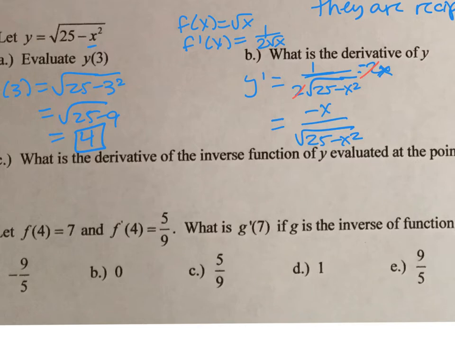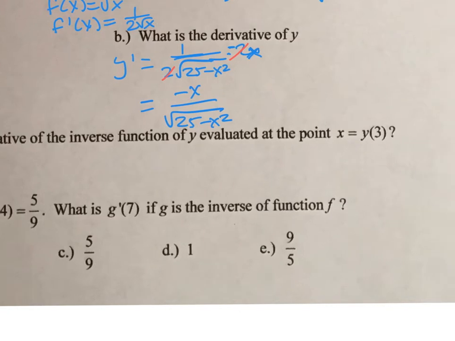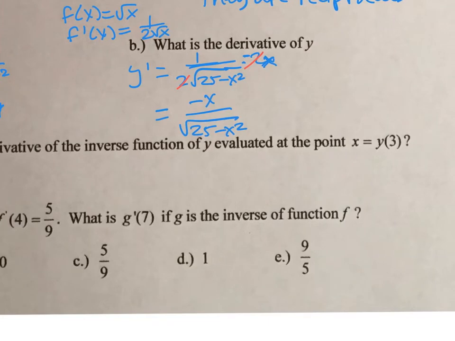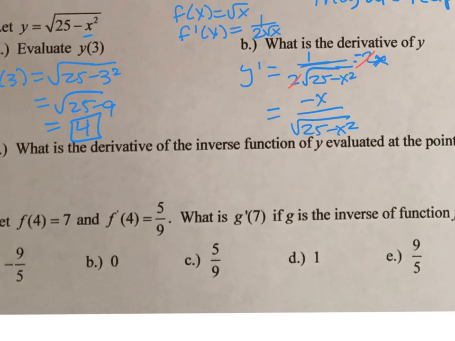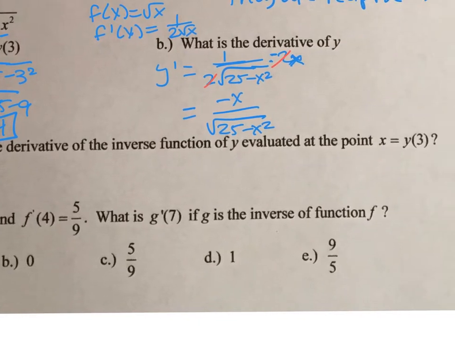And since in part C we're going to be asked what is the derivative of the inverse of y evaluated at the point x equals y of 3, let's go ahead and go back to part B, and let's evaluate this function at x equals 3. Remember, previously we found y of 3. y of 3 is equal to 4, so we want to know what the derivative of this function is at 3. So I'm going to evaluate my derivative at 3.